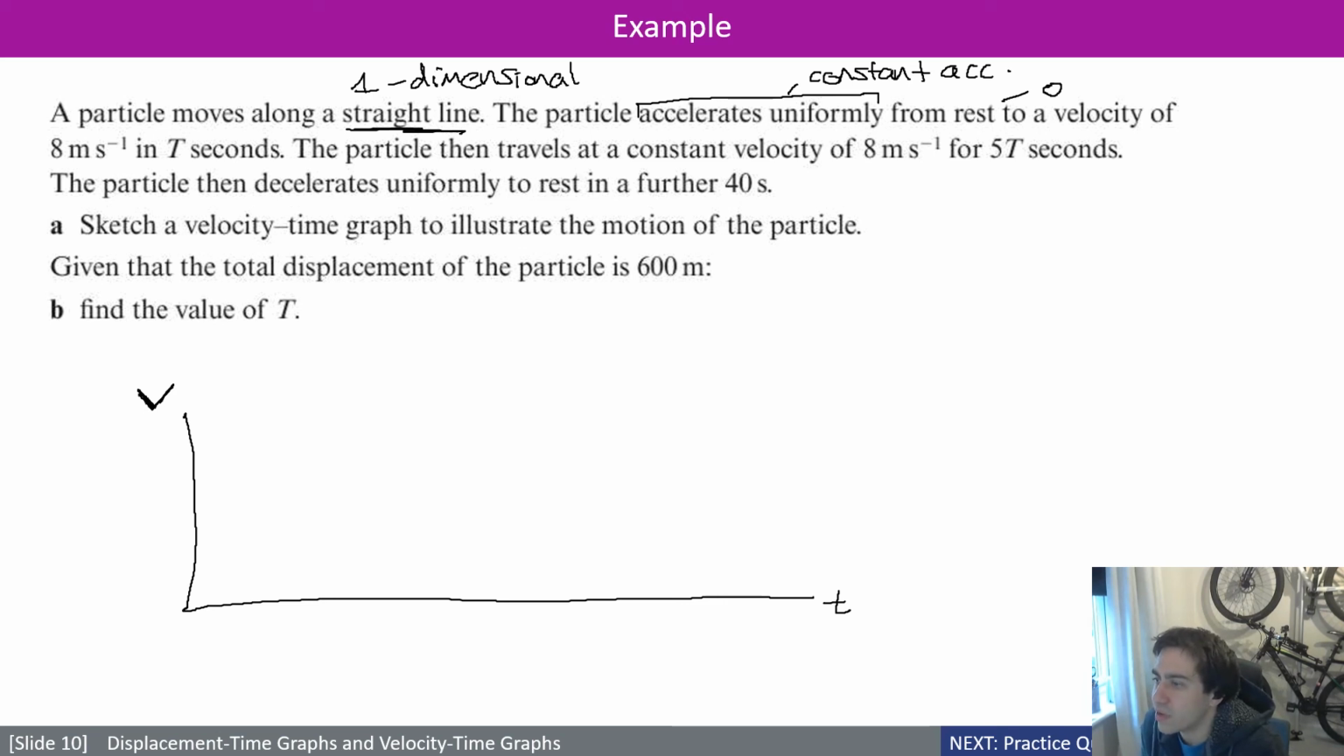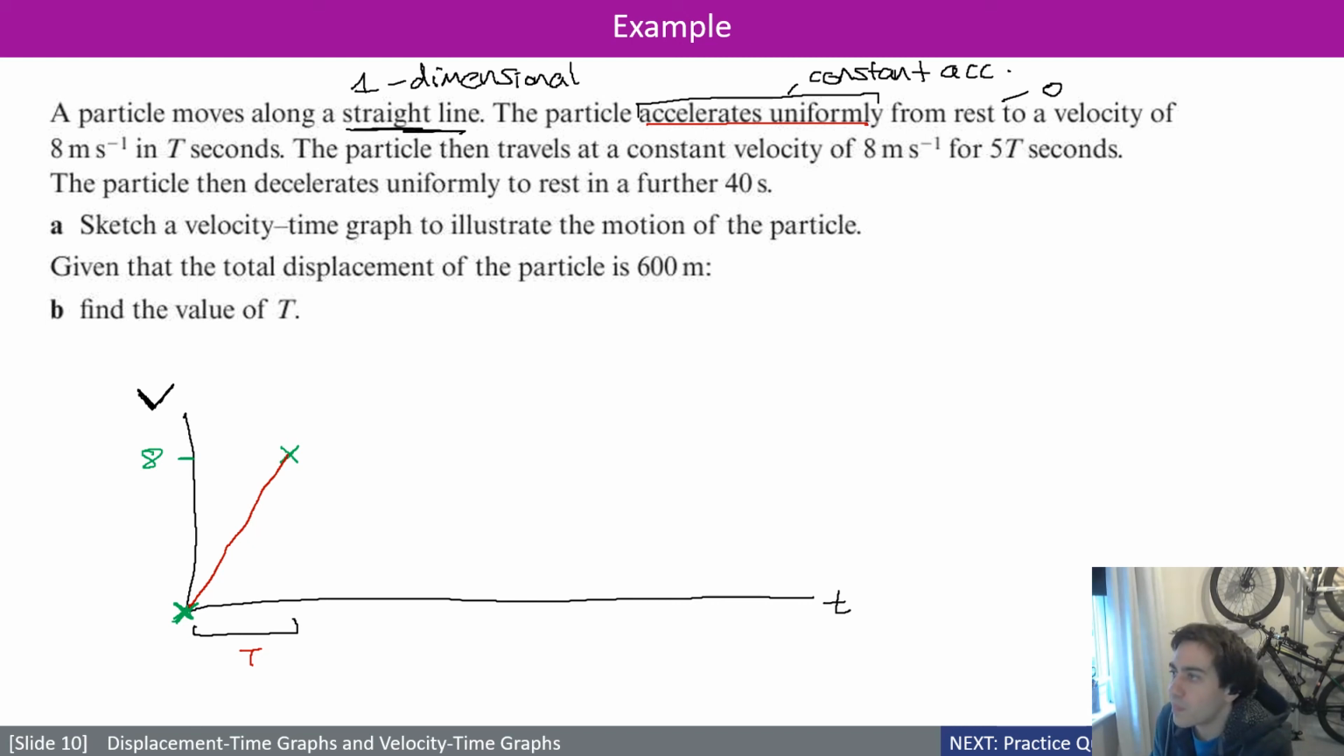Let's see what happens. So let's do some key values. It starts at rest, so that means the graph will go through the origin, and then at some point it's at 8 meters per second after some amount of time. Don't know how long. I just know that it's capital T. Right, so after t time, it's at that point there, and I know this is a straight line because we were told that it accelerates uniformly. So it's not a curved line.